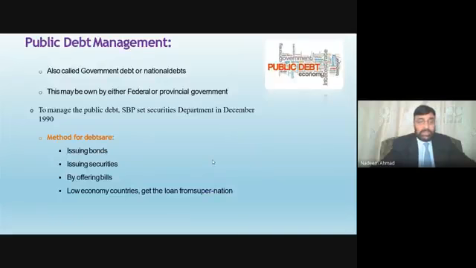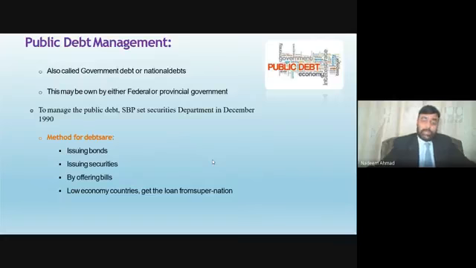Public debt management, how does it do it? Also called government debt or national debt. It may be owed by either the federal or the provincial government, in different sectors. To manage the public debt, SBP set up the Securities Department in December 1919, and that was the day, I think they are just mentioning, in 1990 they established this one.